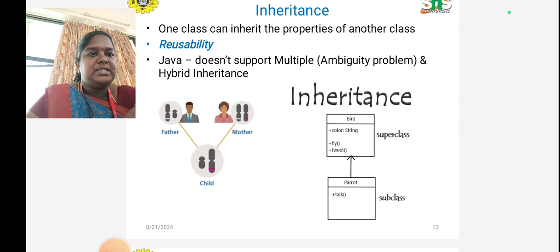Here, inheritance means if you have a bird, it is a superclass, with color, fly or tweet. The subclass is parrot.